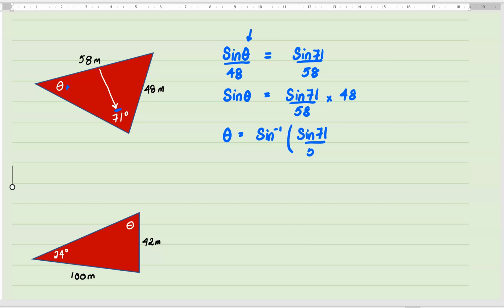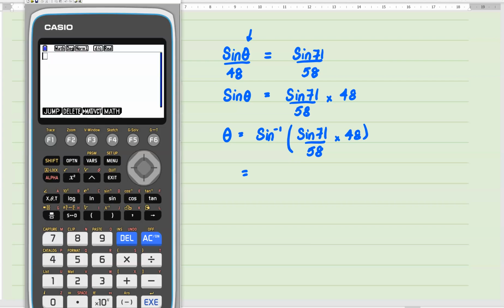So the most effort that you have to do really is just doing this rewriting. And now it becomes a calculator job. So to our calculator, we can go shift, sine, pop your bracket, put your fraction button, sine 71 over 58 times 48. And we close our bracket, equals, so our angle is 51, we're going to say 51.5.